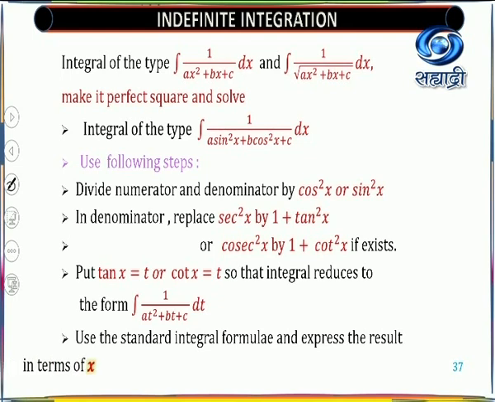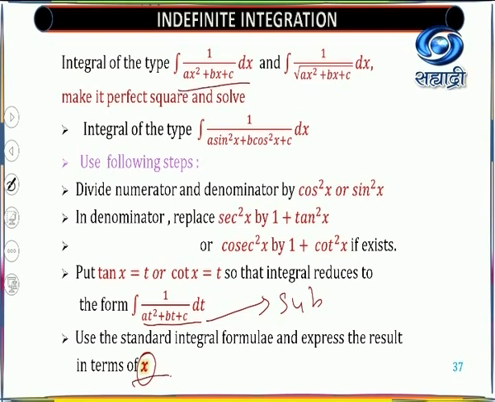Whenever you are using the formula, express it in terms of x, because many times you are changing your variables. If you complete the square, then in that square also you are doing a substitution. So it is like a substitution. Again, when you started with x, you must end with x. If you started with y, you must end with y. This type of integration is there.